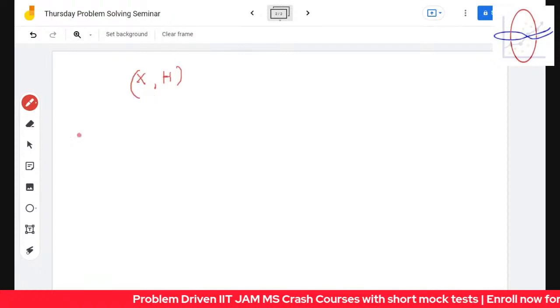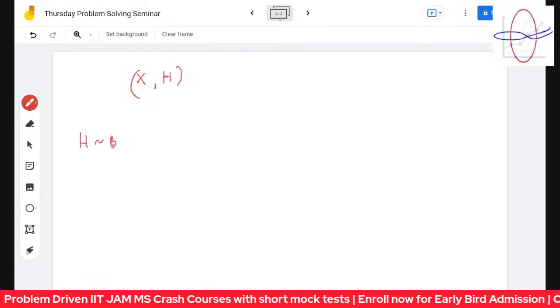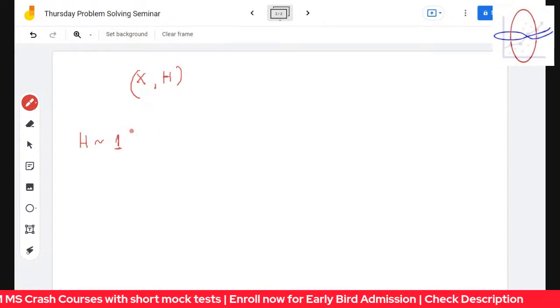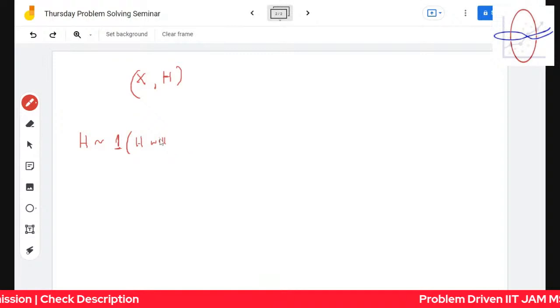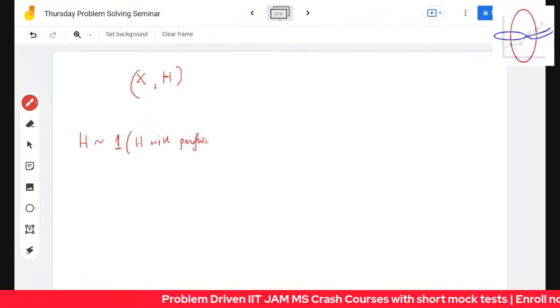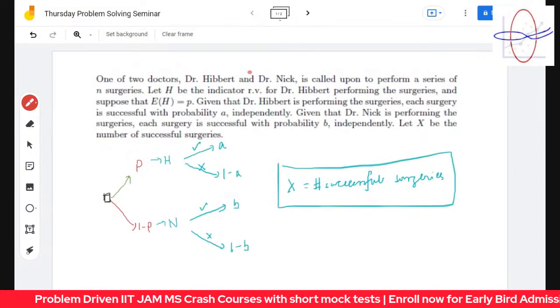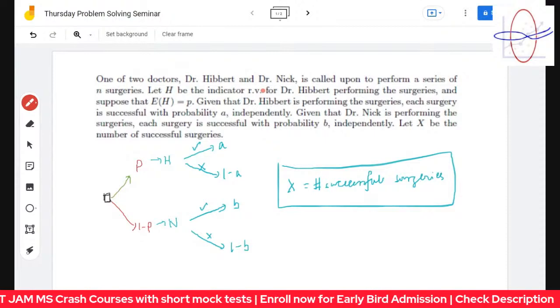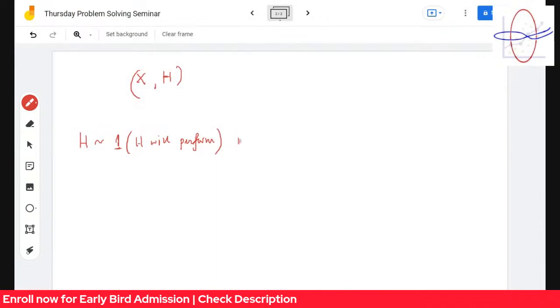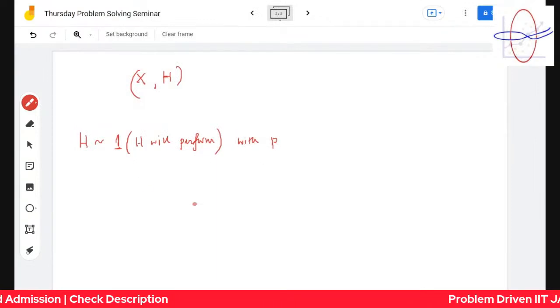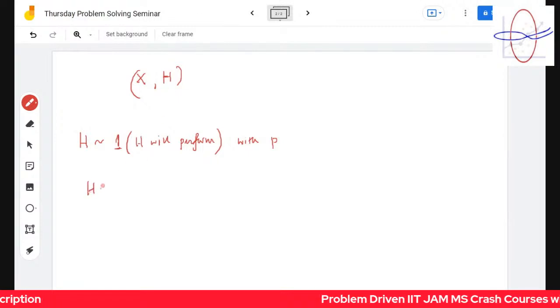So what is H? H is a bounded integer random variable which tells whether Dr. Hibbert will perform the surgery or not. That's the integer random variable. It's telling that Dr. Hibbert is performing the surgery, and it's done with probability P. Okay, that's the basic idea. So H follows, can you tell me what random variable H follows?